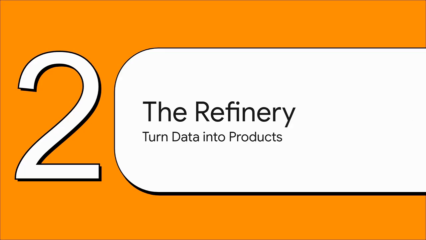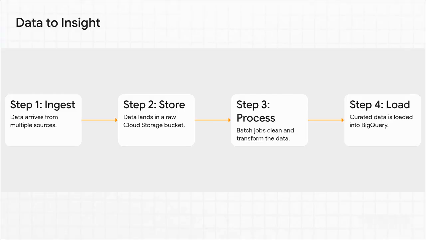Okay, so we've gathered all of our raw materials. Now it's time to head to the main factory floor, the refinery. This is where the real magic happens. This is where we transform that raw, messy data into valuable, polished products. You know, the insights that actually drive your business forward. So here's how that journey looks. Data comes in from all over and lands in that raw storage bucket we talked about. Then, these automated processes, we call them batch jobs, they kick in. You can think of these as little automated recipes that just run on a schedule. They pick up the raw data, they clean it, transform it, maybe combine it with other data, and then they load the finished structured product into our data warehouse. And for us, that's BigQuery.